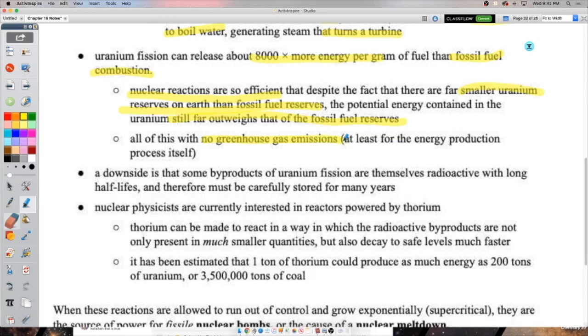So is it all sunshine and rainbows? Well, not quite. A downside, the big one that will come up with nuclear power, uranium fission in particular, is that some of the byproducts are themselves radioactive. So they are hazardous materials that need to be handled carefully. Not only that, they have very long half-lives. So before they decay to a level where they're not harmful anymore, we're talking thousands of years. So you do need to find somewhere to store them, and to store them carefully for a long time. That can be done. We have facilities that do that, but it is a problem. It's definitely a downside to nuclear energy.